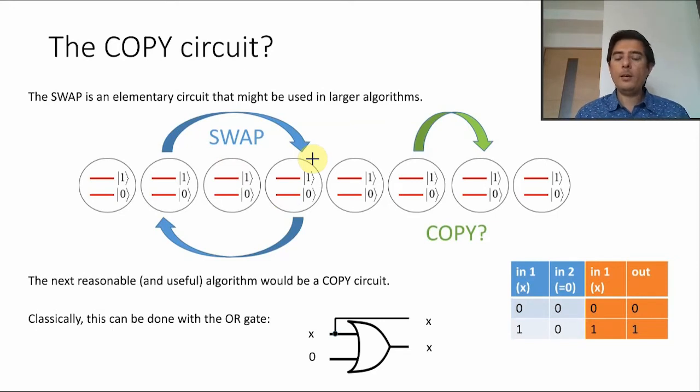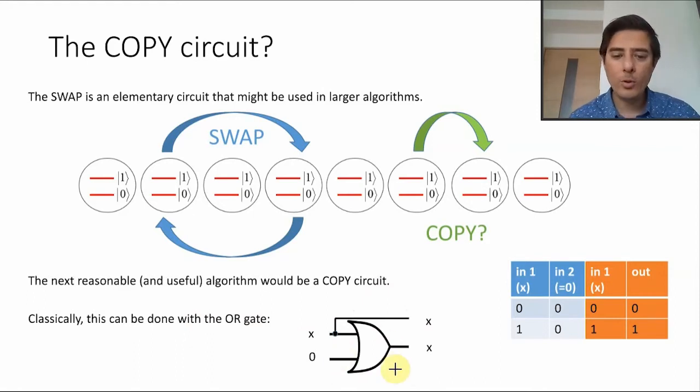Now we might think, okay, we've done swap. Let's do a possibly even more useful circuit, which is the copy circuit. Copy-paste is obviously one of the most wonderful things that computers can do. Copying is basically done for free in regular computers, and this is why a lot of these algorithms are so powerful. So we'd like to do something like this in the quantum sense too. Let's try to work out whether we can do a copy circuit. It's often useful to get inspiration from the classical circuit, so let's have a look at how you do a copy circuit in the classical world. Actually, the copy circuit can be done with the so-called OR gate.